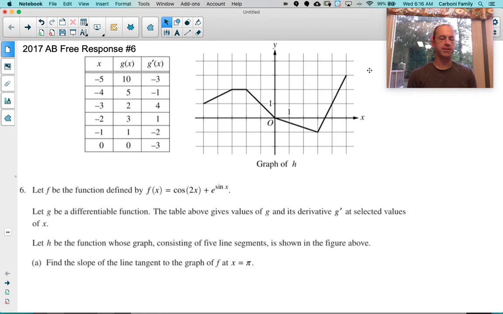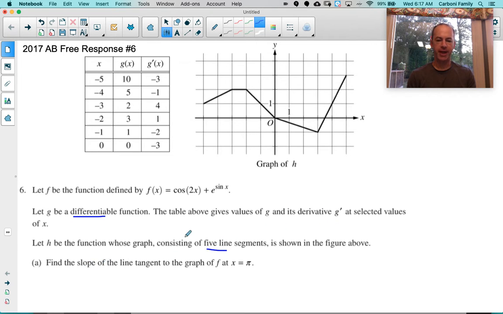All right, the 2017 AB free response question number 6. This was a non-calculator question. Given a lot of information, we have a table for g, a graph for h, and an equation for f. They do tell you that g is differentiable, and they tell you that h consists of 5 line segments.